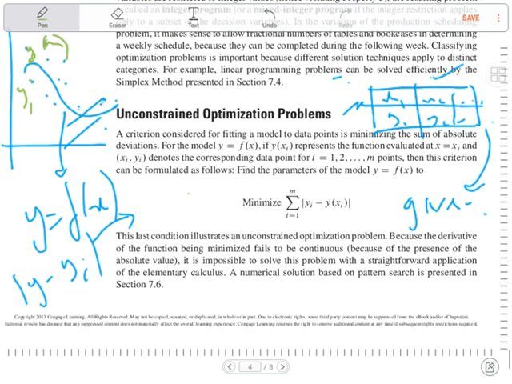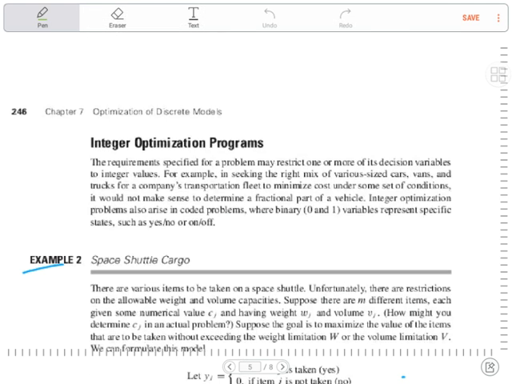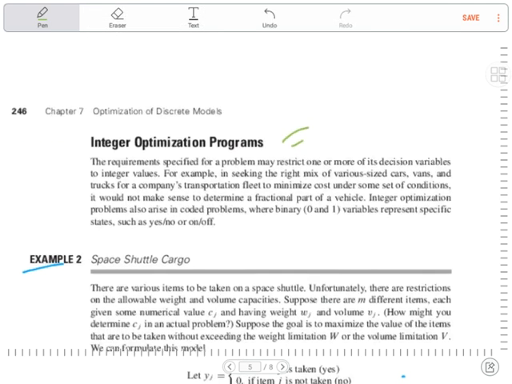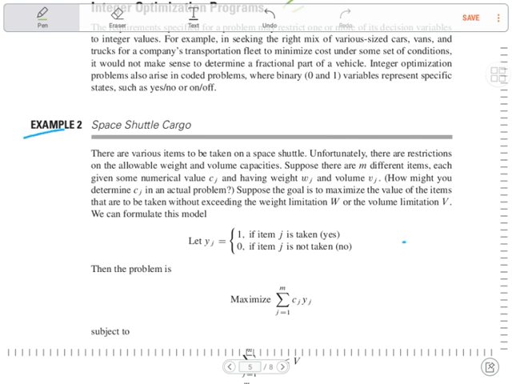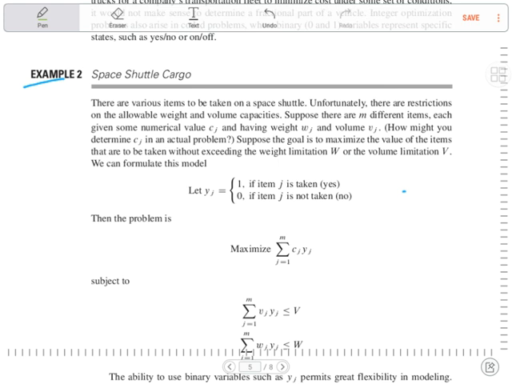So this is what they are saying here. Now, integer optimization problem, I have already given an example of it. There are various items to be taken on the space shuttle. Unfortunately, there are restrictions on the allowable weight and volume capacities, obviously. Suppose there are m different items, each given some numerical value cj and having some weight wj and volume vj. What we are actually trying to do is load different types of materials.